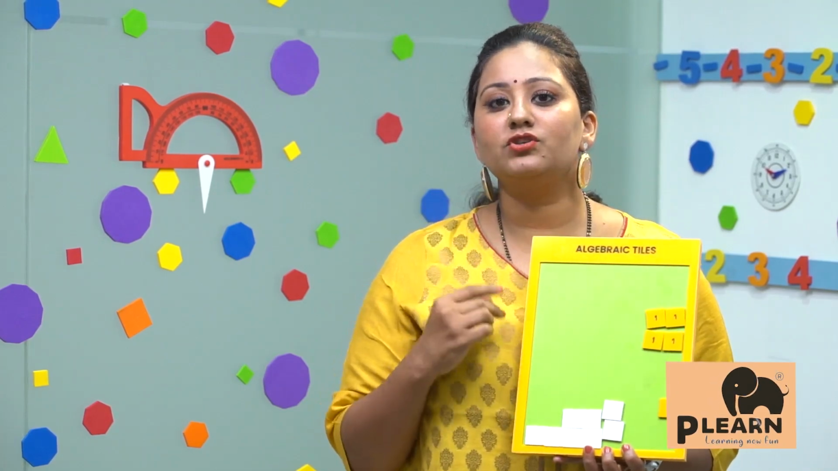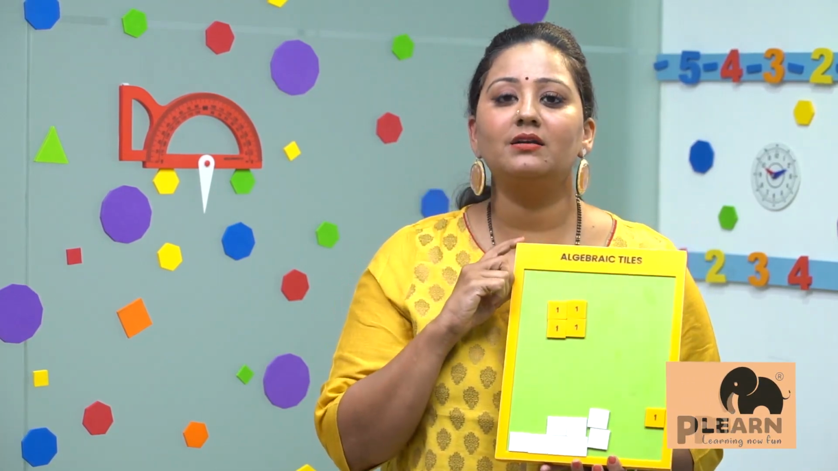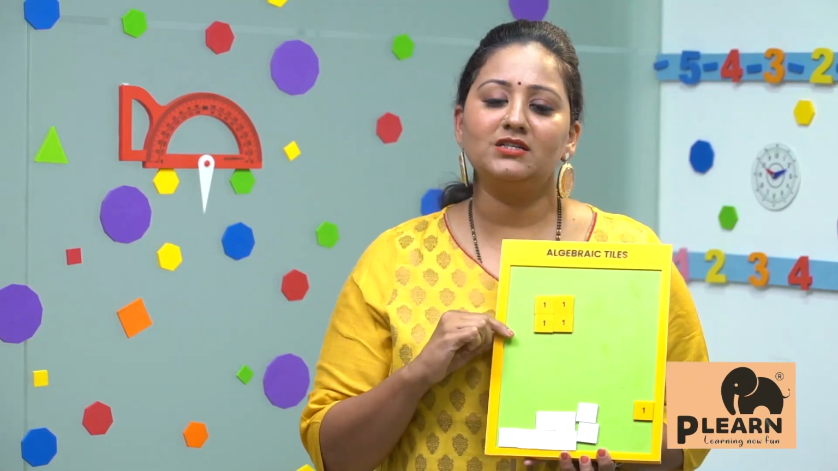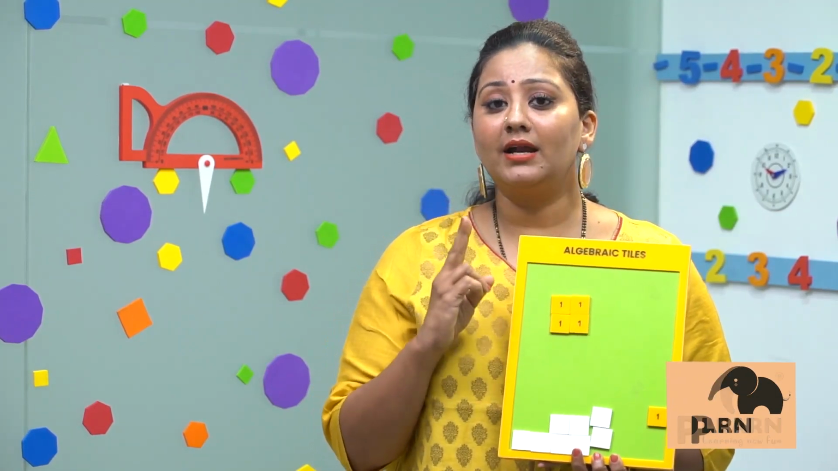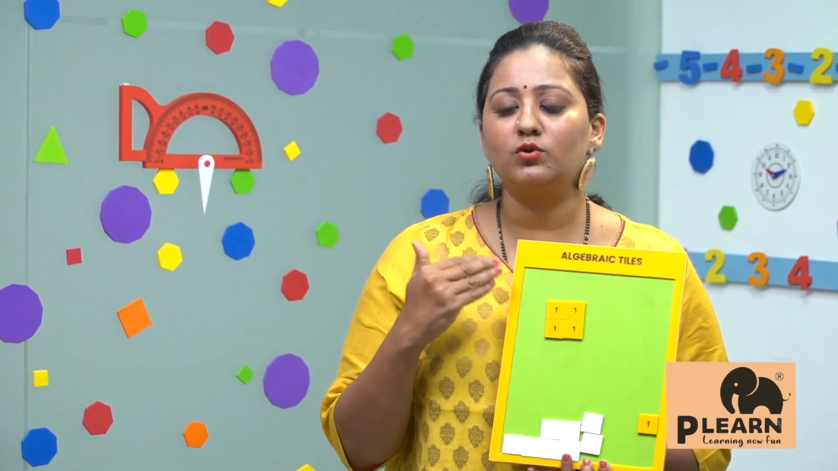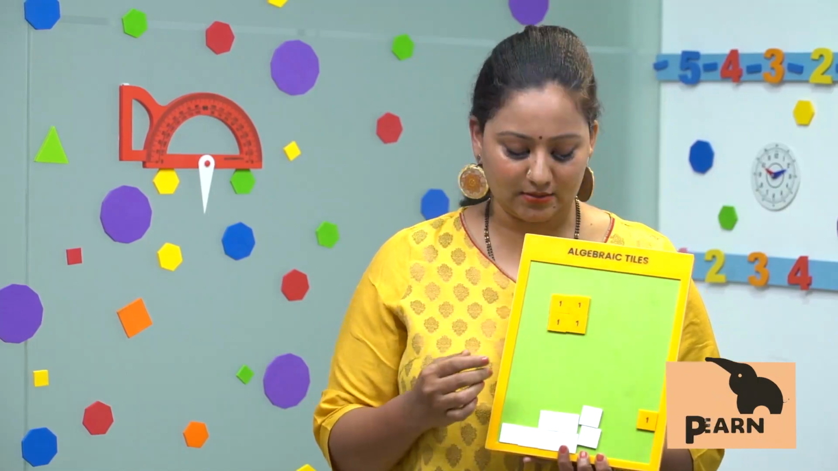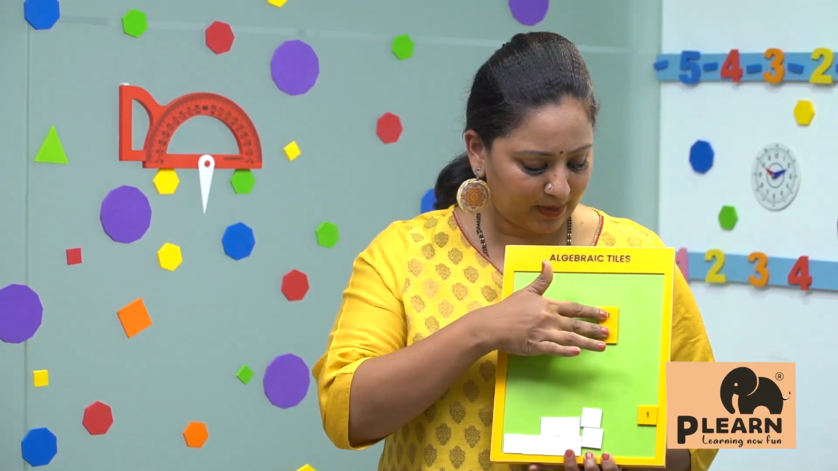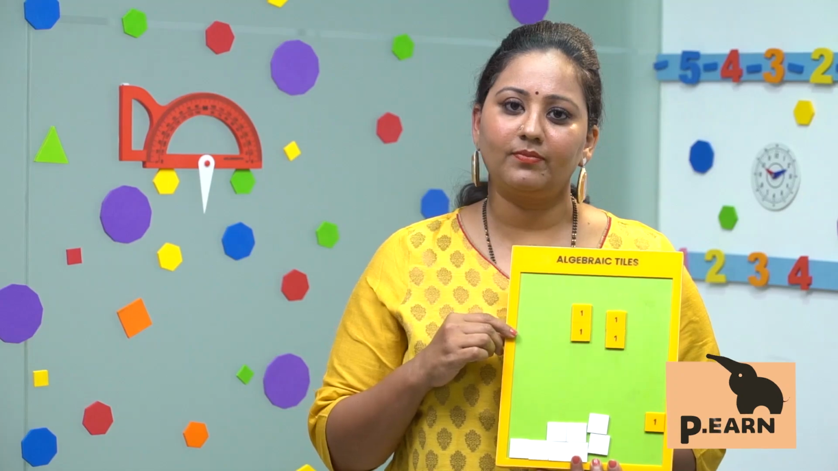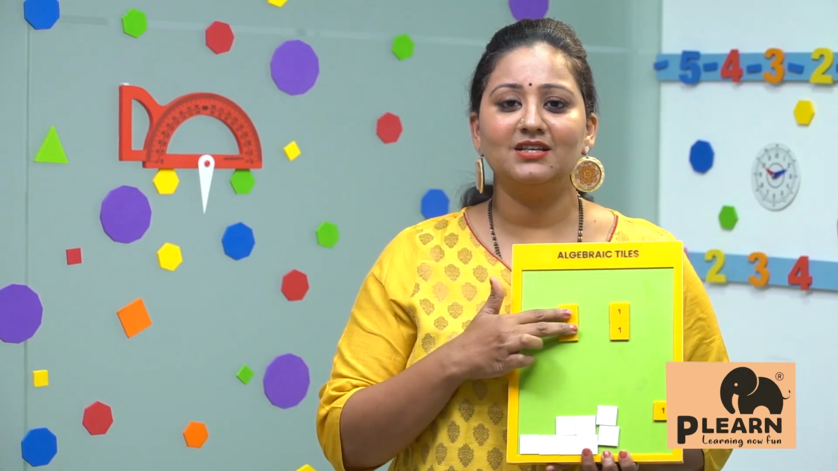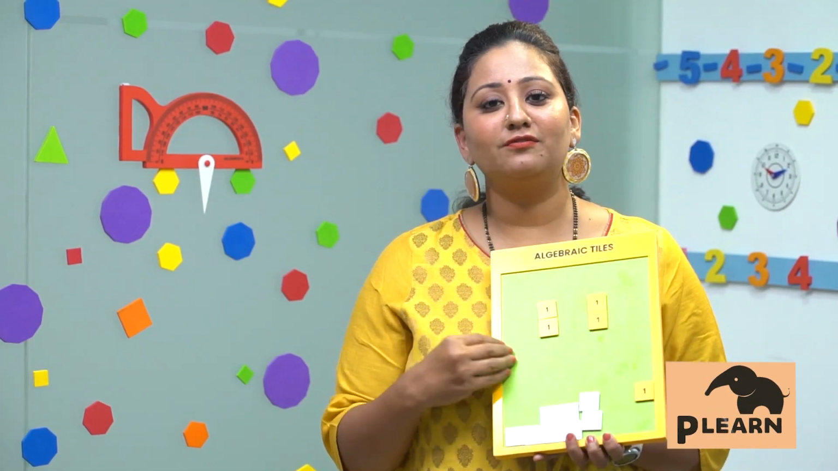So 2 into -2 is -4. Similarly, let's look at division. That is -4 divided by 2. So I've taken -4 here. And now I have to divide this -4 by 2. So it has to be divided into 2 parts. So this can be divided as part 1 here and part 2. What is the answer here? -2. So this is how you can do different operations using these algebraic tiles.